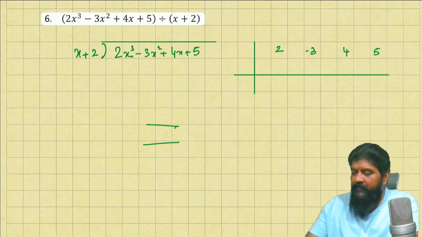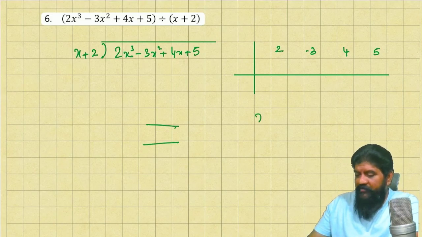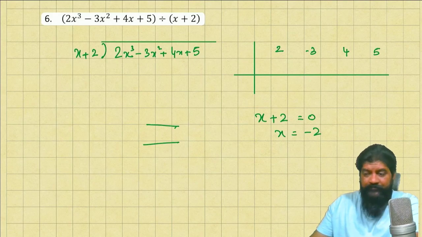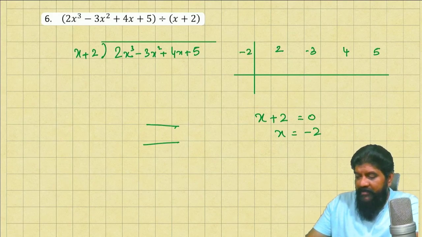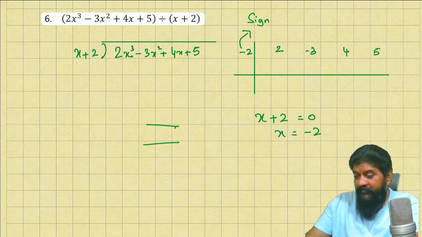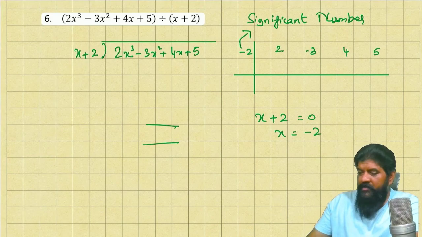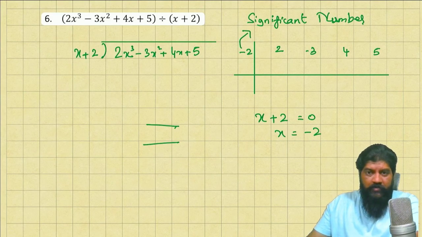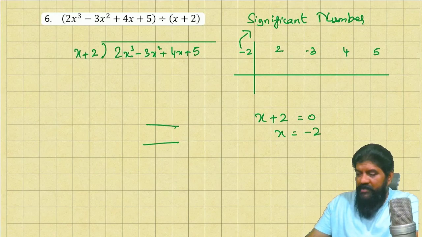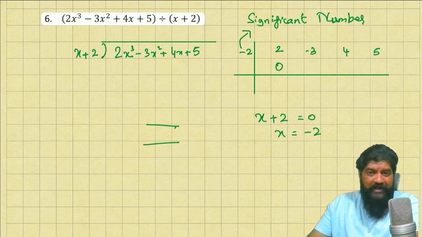Now what? Next, I need to divide it by x plus 2. I'm going to equate that to 0, which will give me the value for x as equal to minus 2. I'm going to write minus 2 here, and I'm going to call that a significant number. If I'm taking that as a significant number, what's the next step? The next step is to write a 0 in the first column. It will always get a 0. Keep that in your mind.